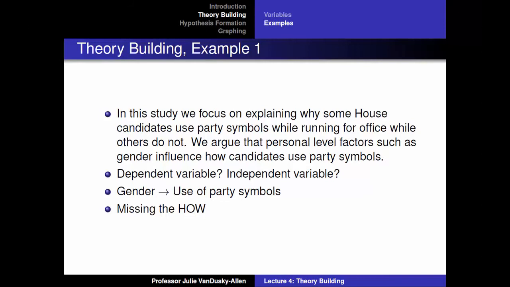An easy way to identify which factor is the independent variable and which factor is the dependent variable is to draw a diagram like this and place the names of the variables here and here with an arrow between them. The independent variable will always influence the dependent variable, not the other way around. Now, how does gender affect the use of party symbols? Are men more likely to use them or women? We cannot tell from this paragraph, since we do not know how gender affects the use of party symbols in House races. This is a poorly written model.